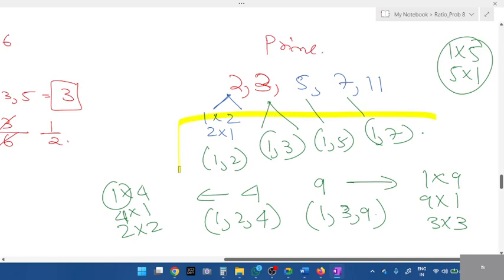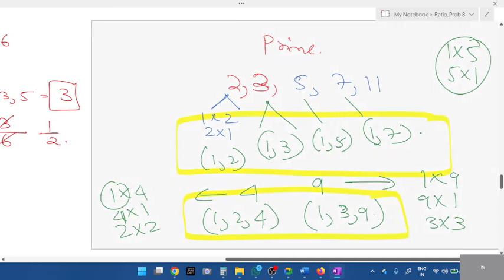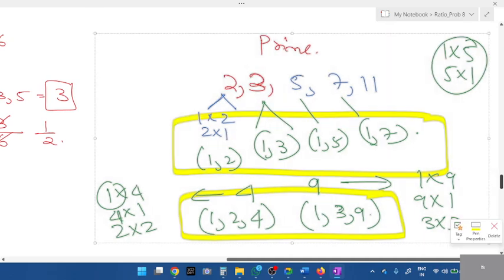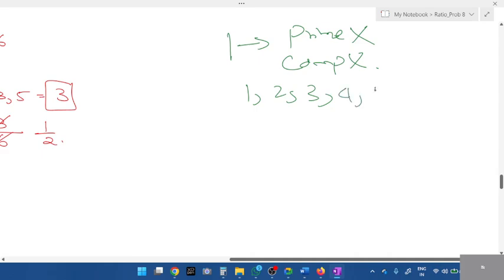Prime numbers, how many factors will be there for prime numbers? 2 factors. But what about composite numbers, students? All the composite numbers will have how many factors? Yes, correct. More than 2. It might be 3, 4, it goes on. Now, when it comes to dice, 1 is not a prime. 1 is neither a prime nor a composite. Never consider 1. Apart from that, 1, 2, 3, 4, 5, 6.